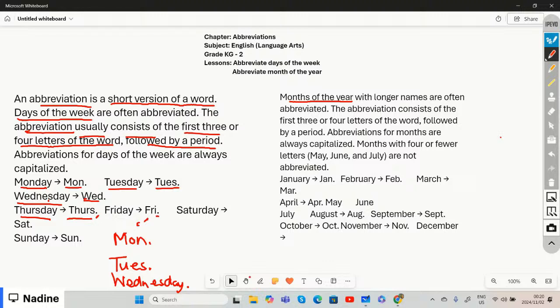So even months of the year, it is easy peasy, especially if you know one or two of the concepts, then it will flow. So months of the year with longer names need to be abbreviated. And the abbreviation consists of the first three or four letters of that specific word, and it is followed by a period.